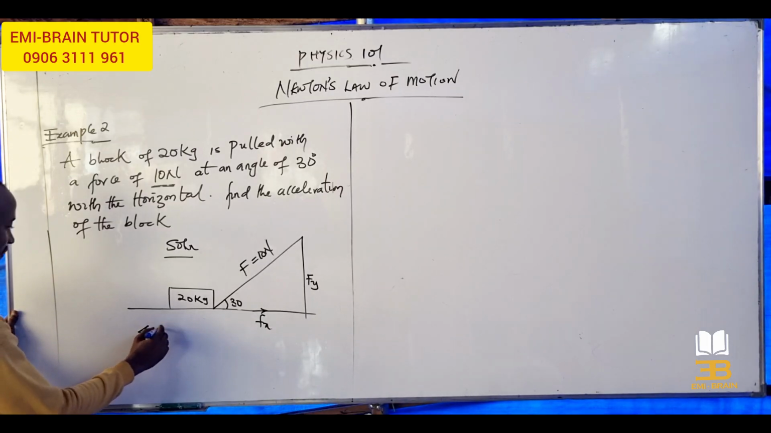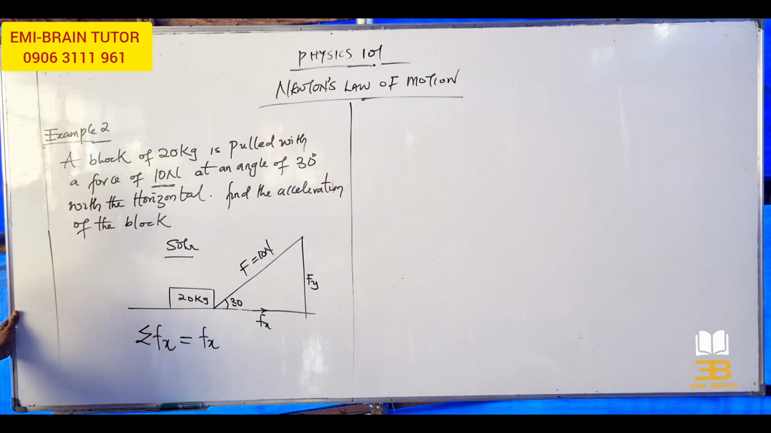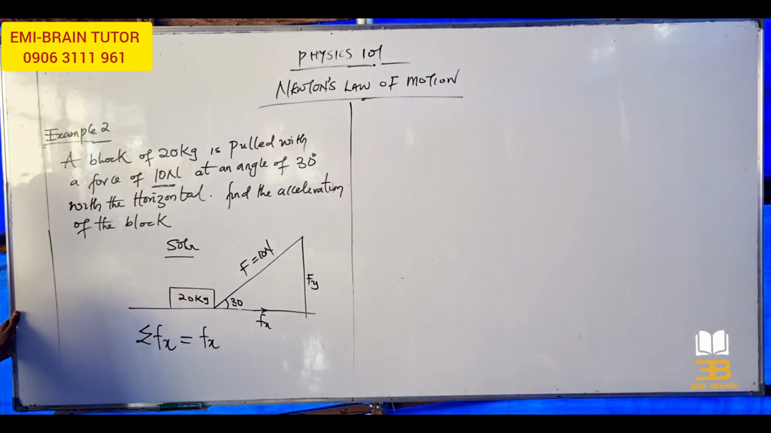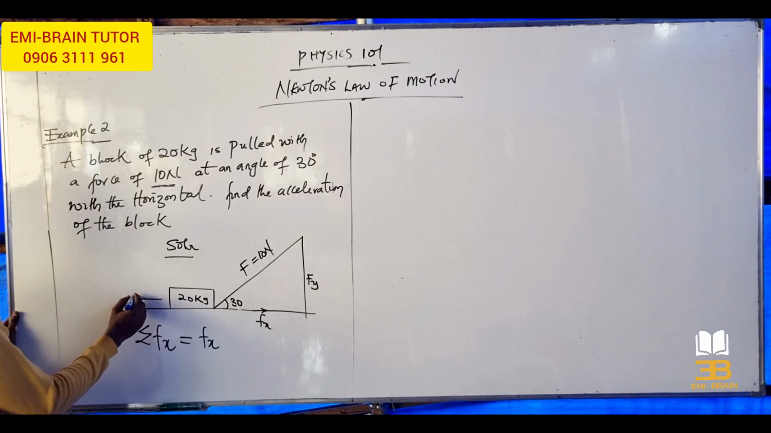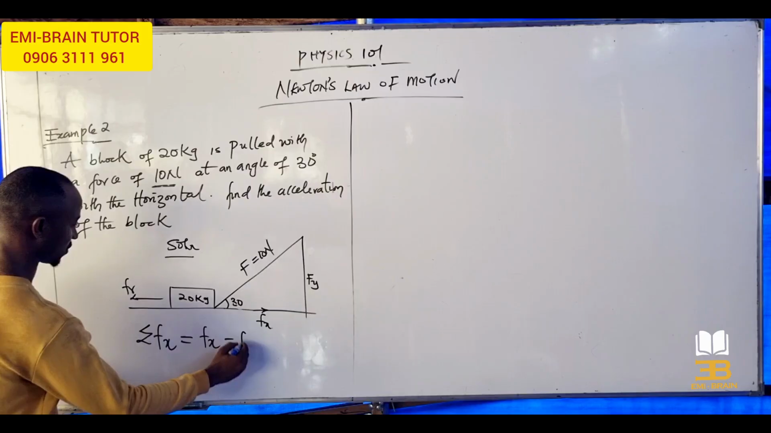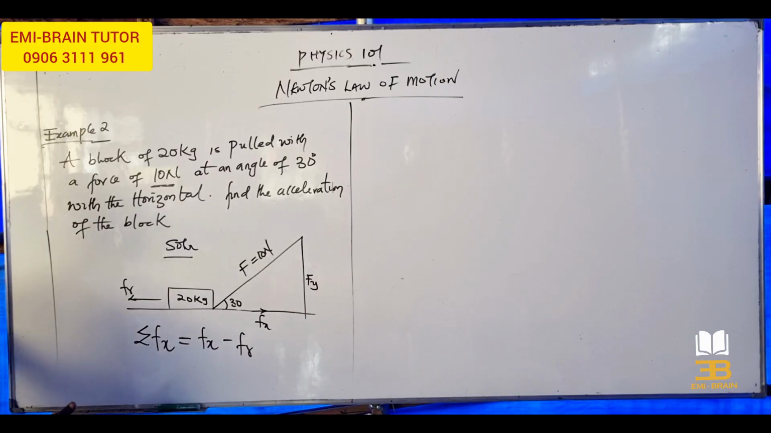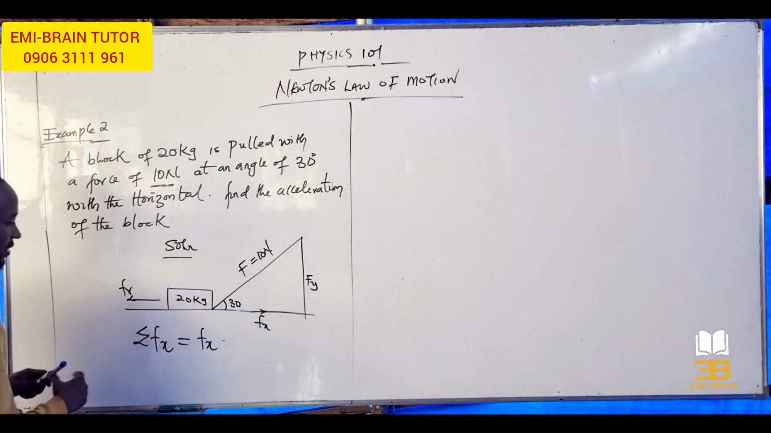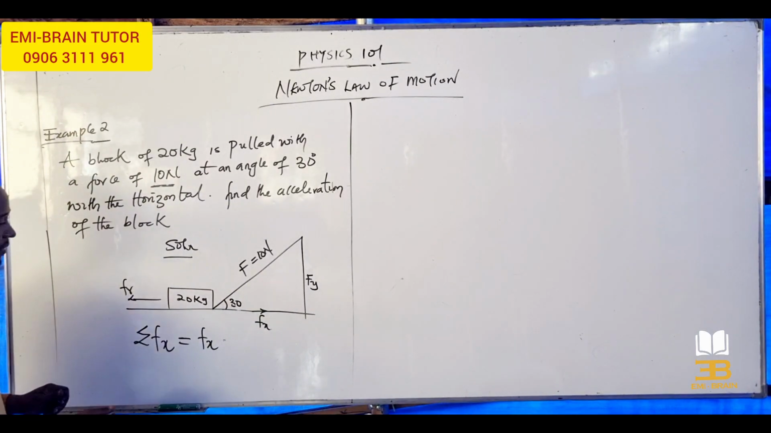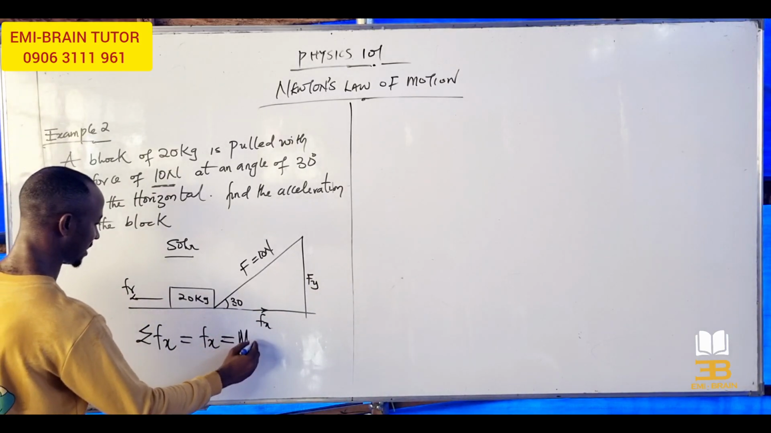So that means the sum of all forces acting on this body is simply the horizontal force, which is our Fx. If this body were kept on a rough surface, I would be considering the frictional force, which is my Fr. This would be minus Fr. But because there is no reference to friction in this question, I'm going to neglect the frictional force, or I can say frictional force is equal to 0. Okay, but the sum of all of these forces along the x-axis is also equal to mass times what?